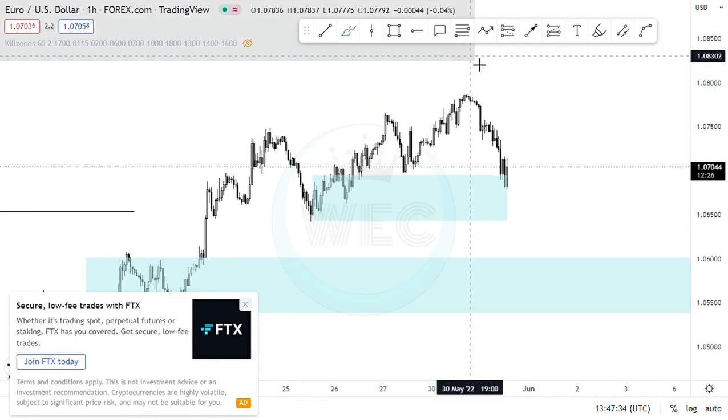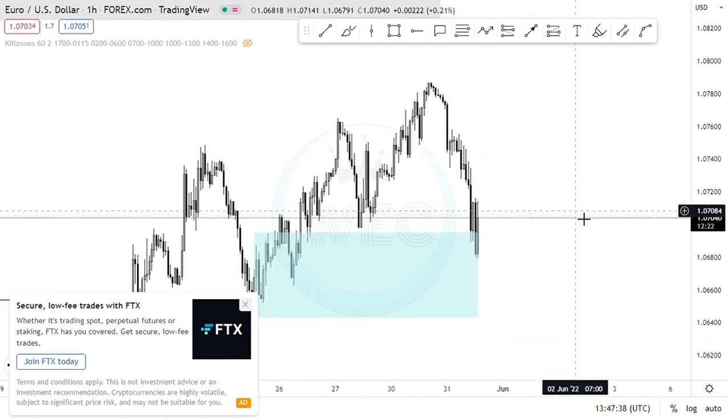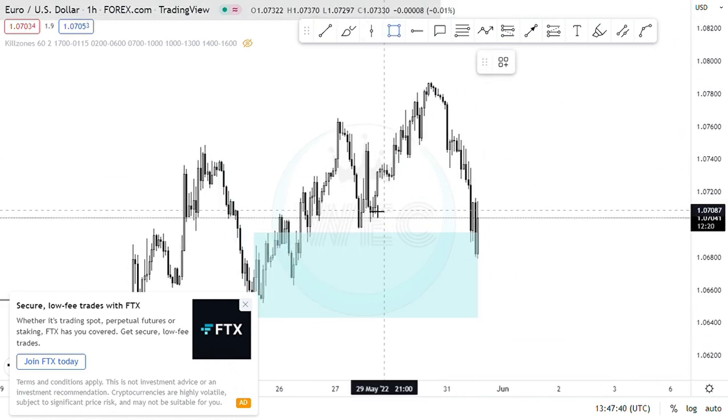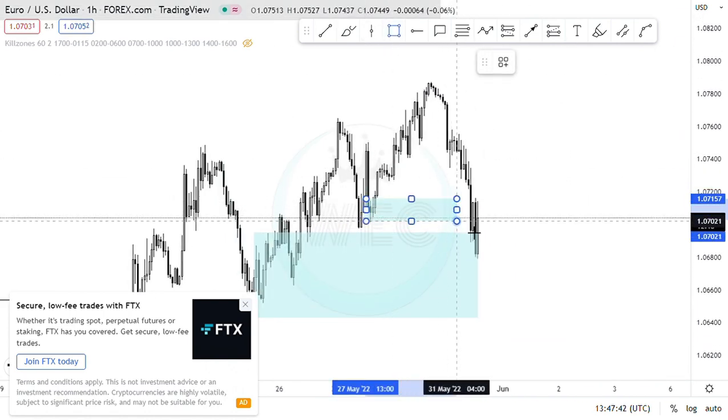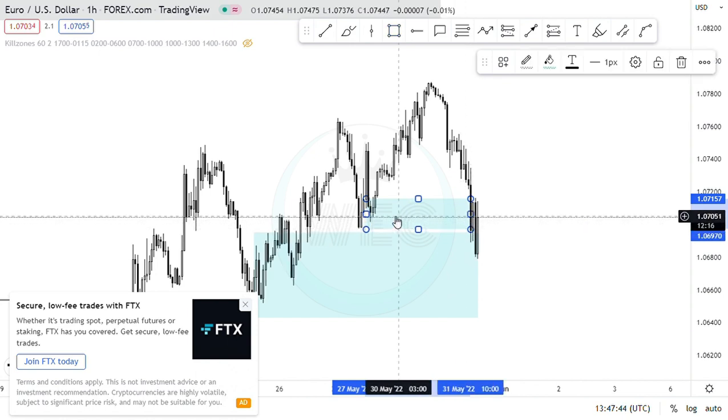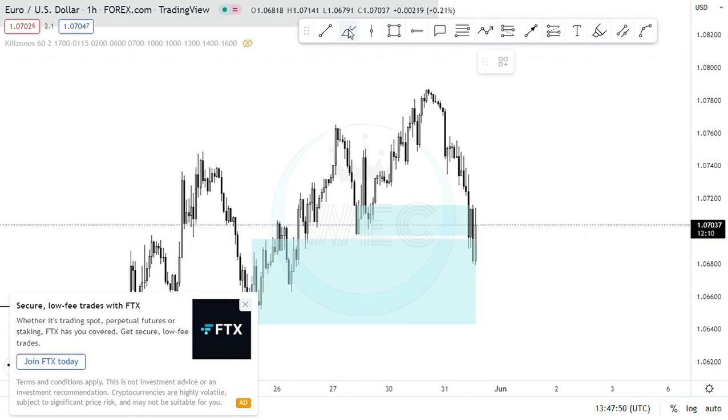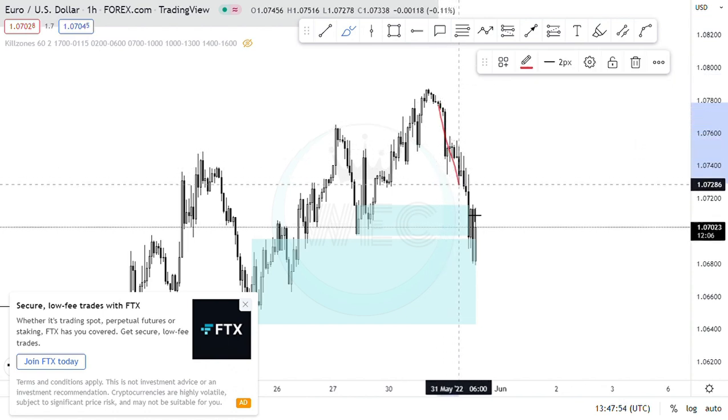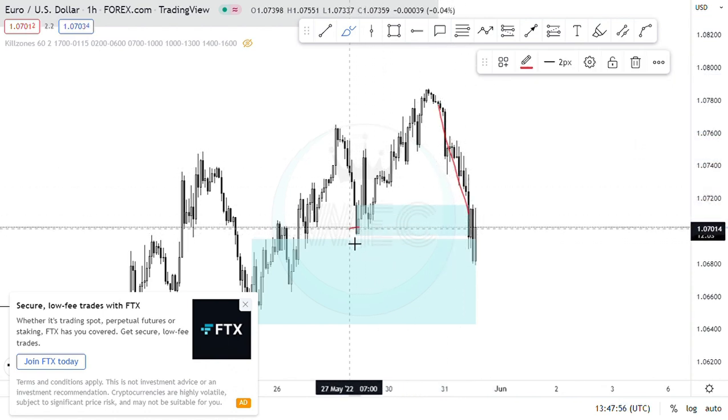Okay, and so I personally had my last level of demand on H1 right here. All trades that I was looking at within this leg were counter-trend trades until this H1 last level of demand got broken.